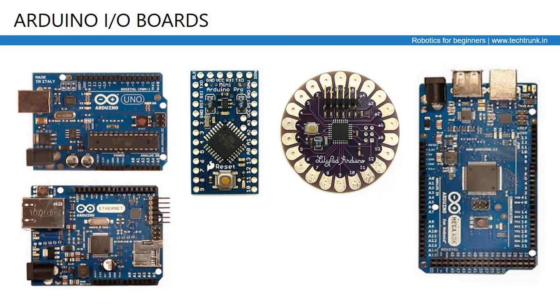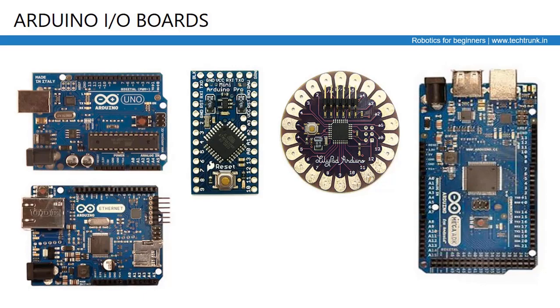The bottom left circuit is a shield for Arduino Uno, the Ethernet shield. In case you wish to use Ethernet with Arduino Uno, you can use this Ethernet shield along with Arduino Uno, combining the two boards to connect to the internet. To the right of the Arduino Mega is the circular board, the Arduino LilyPad, which is a flexible circuit that can be used for designing or programming wearable devices.